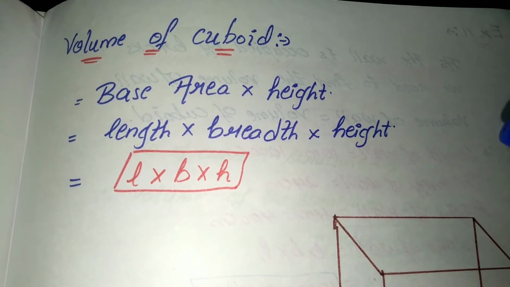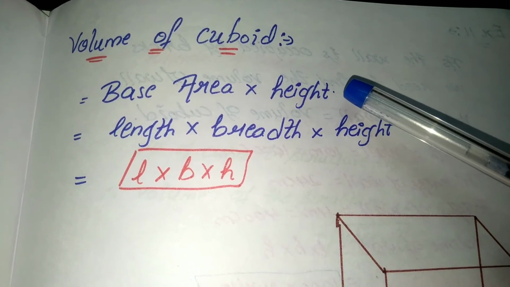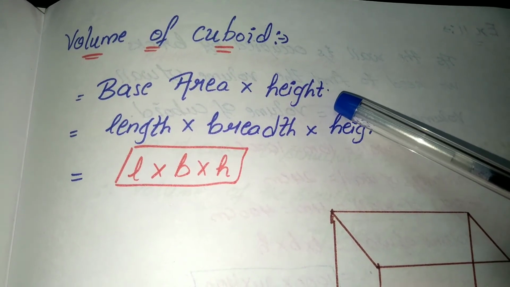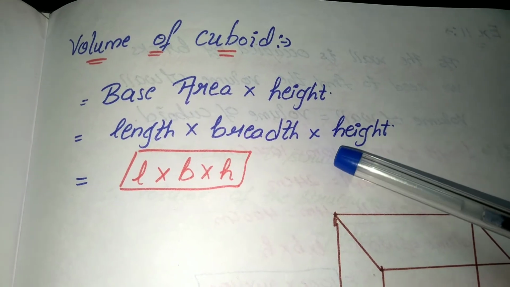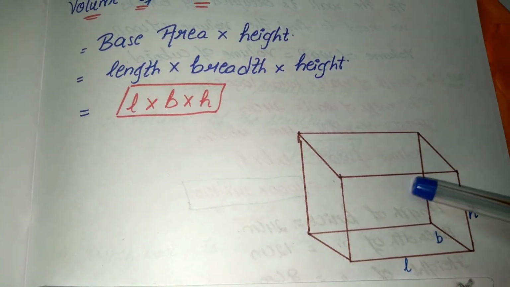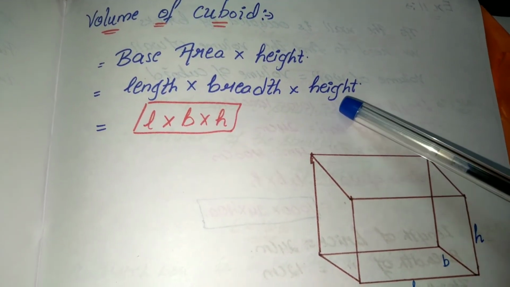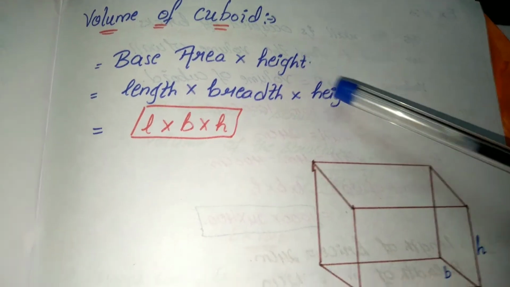Today we are going to deal with the volume of the cuboid. Volume of the cuboid, in the previous session only I have explained what will be the formula for that. Base area into height. Base will be in the shape of a rectangle. Hence the area of the base is length into breadth. Length into breadth into height will be the volume of your cuboid, children.